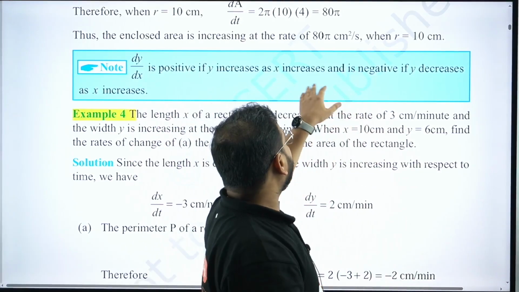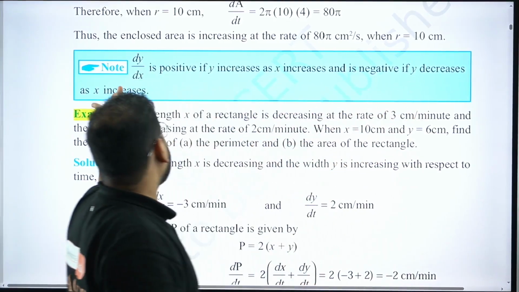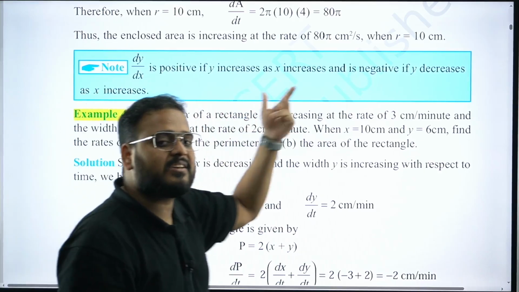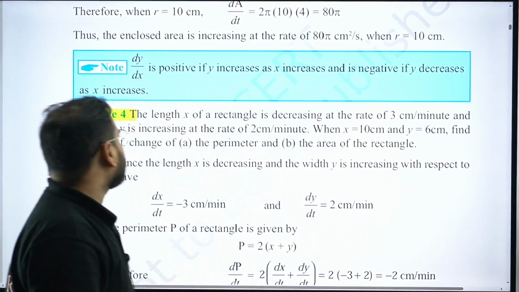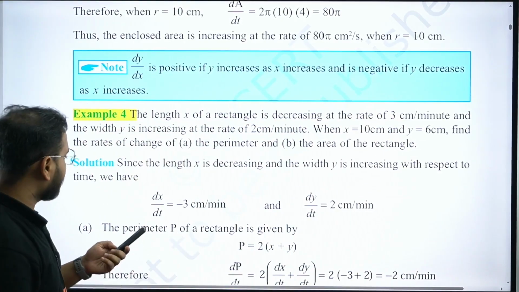That's why whenever it's negative, it means y decreases when x increases, or the opposite is also true: x decreases and y increases, okay? So that's the understanding of this question. Example number 4 also you have to solve.